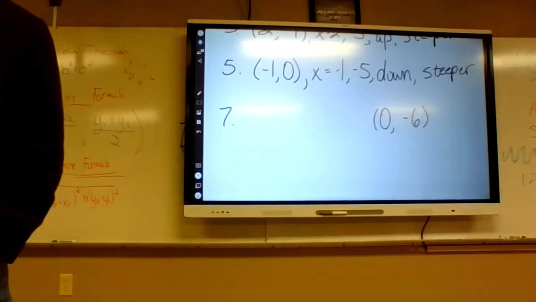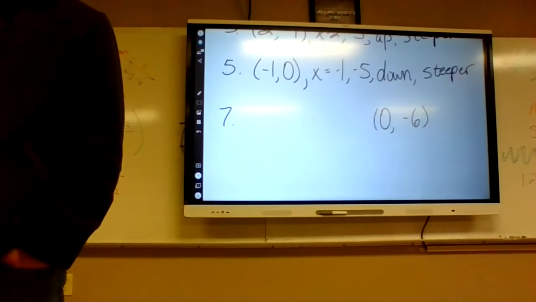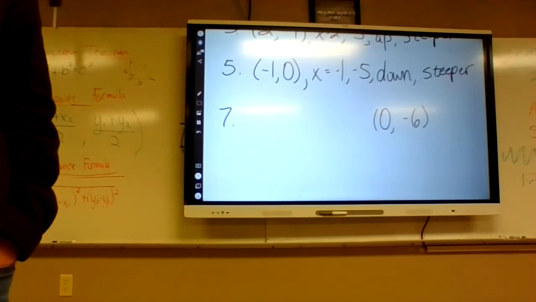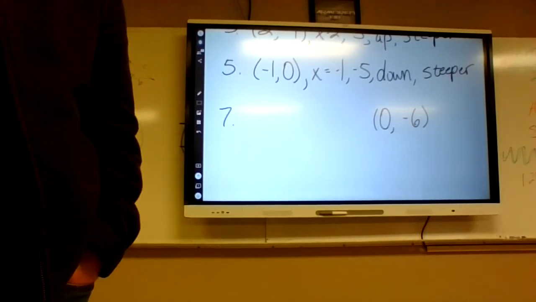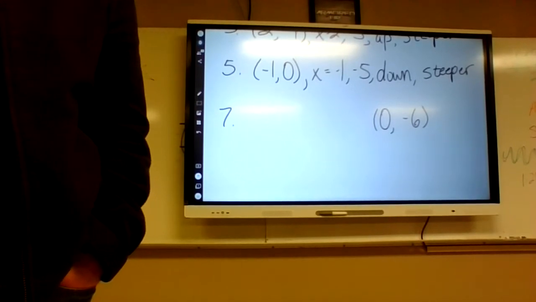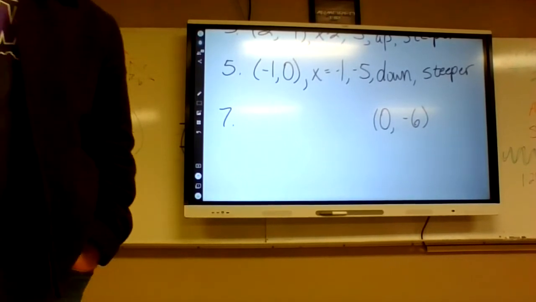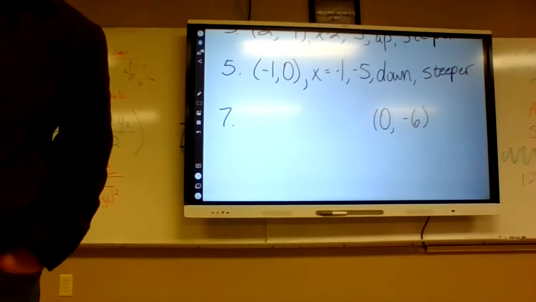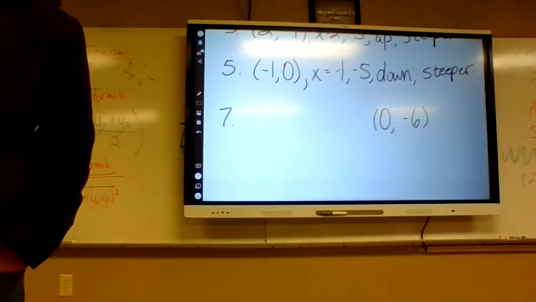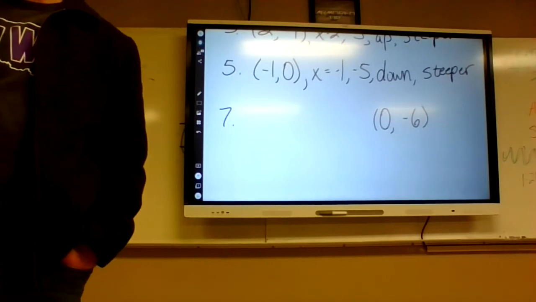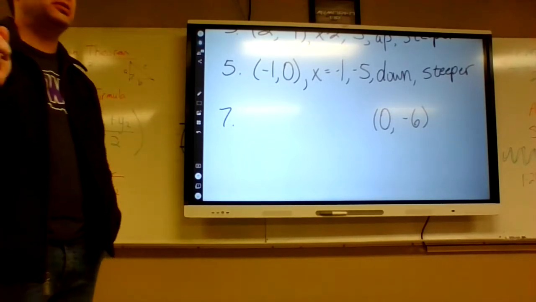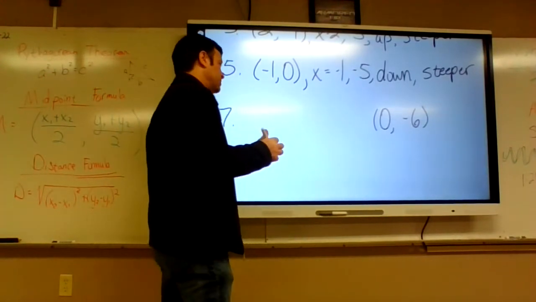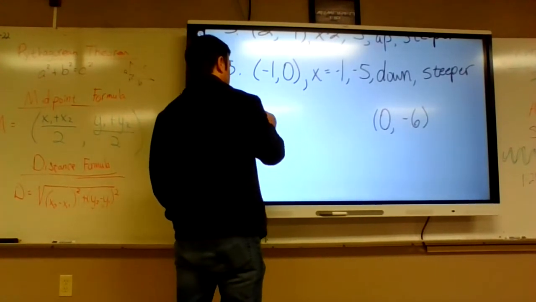So, number 4, it would be (0, negative 6). Okay, number 7. Since we talked about number 4, where is the vertex going to be for number 7? There's no number right next to the x, so it's not going to move right or left.